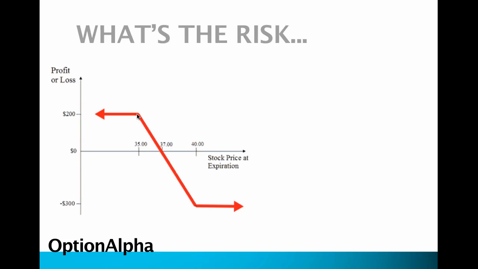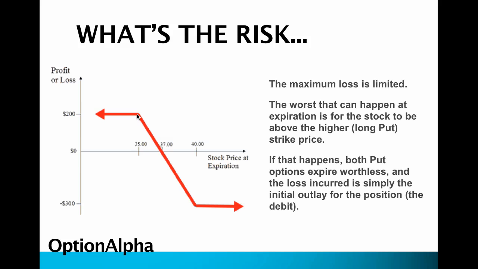What's the risk? Well, the maximum loss on these strategies is limited, so that's the good thing. The worst that can happen is that at expiration, the stock is higher or above the long put strike price, in which case both options expire worthless, and you simply lose the money that you outlaid in the beginning. So whatever the net debit or net cost of this trade was, that's your maximum loss, only if the stock closes higher than your long put strike price. So again, since this is a moderately bearish strategy, anything where the market is rallying and is going to be bullish is going to create a loss on this strategy.